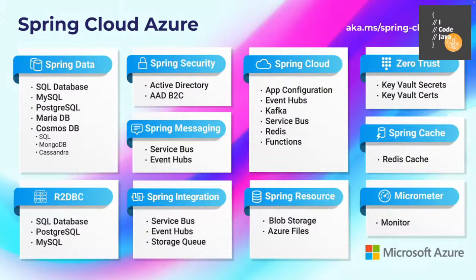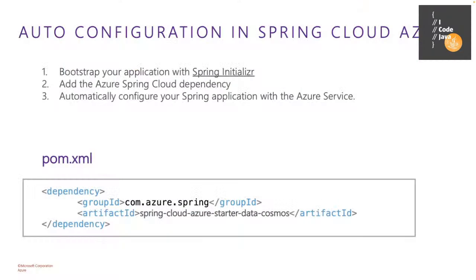You can access this if you want to go into the Azure cloud at aka.ms/spring-cloud-azure, and you get everything from zero trust to Spring Cache to integration, relational databases, Spring Data. Today we're going to show you CosmosDB, which my colleague Michael introduced, and how easy it is to wire everything together.